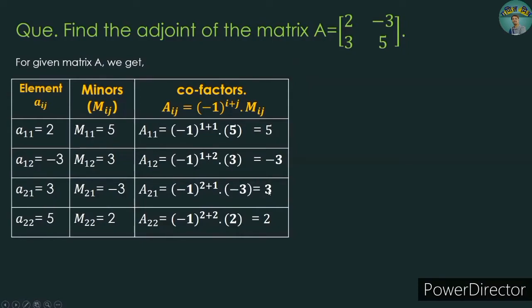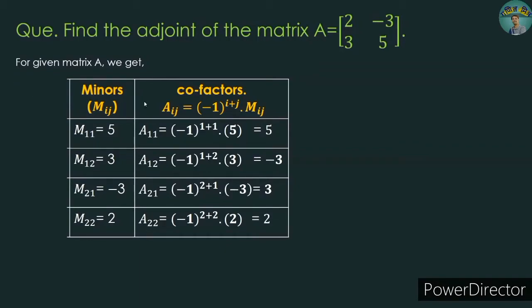So you can remember like this: first and last element as it is, and just change the sign of these two middle numbers to get cofactors. So this is how we can remember to write all those cofactors. Now one can write only these two columns for minors and cofactors with the respective elements taking sequentially.